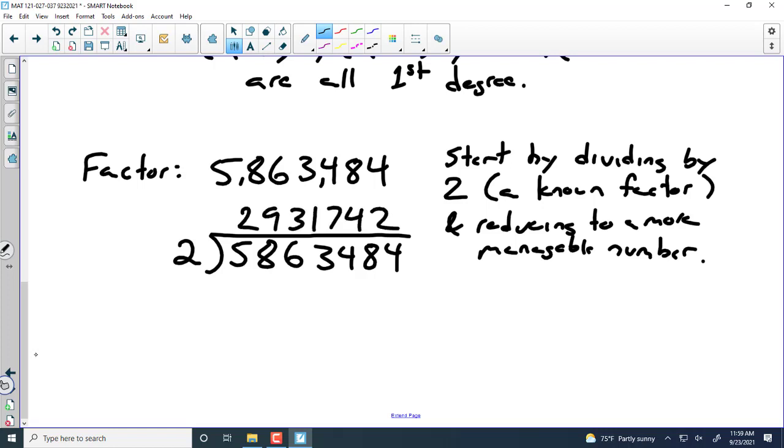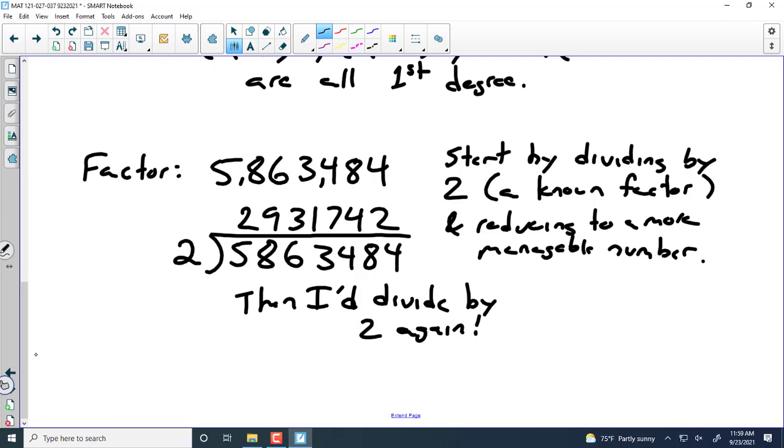2,931,742. Thank you. Now we're not going to take this all the way down. Don't worry. I don't want to bore you. But what would you do next? You divide by 2 again because it's still even. And would you continue to get it smaller and smaller? Yes, you would. Then I divide by 2 again. So that's the point, everyone. Every time you pull a factor out or start to divide by factors, you're making whatever's left more manageable, easier to deal with because you're breaking it down.